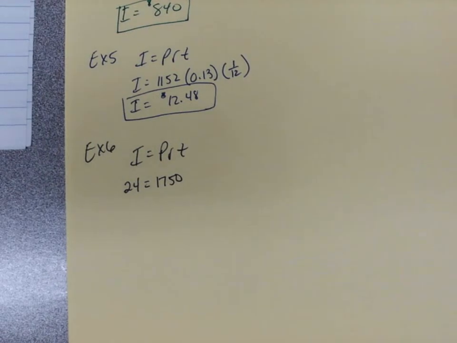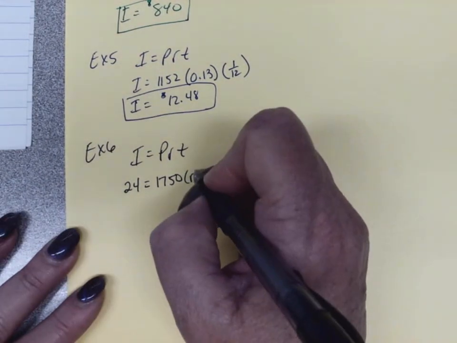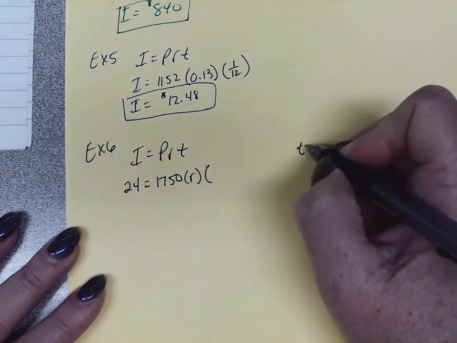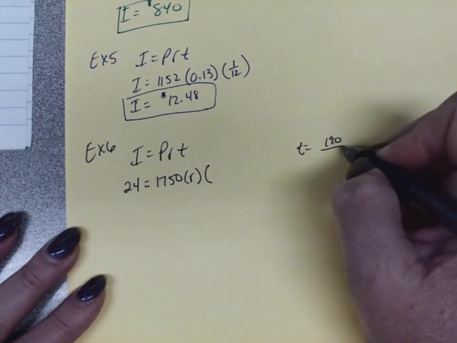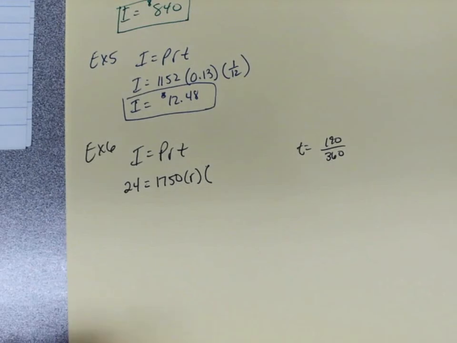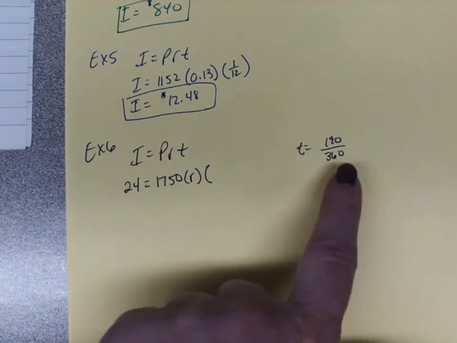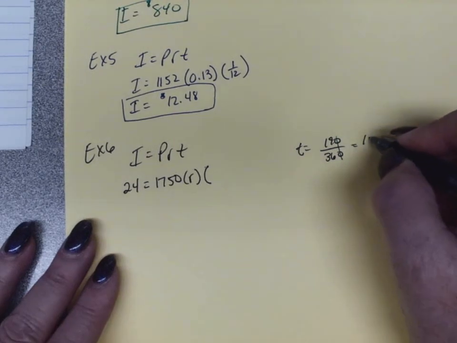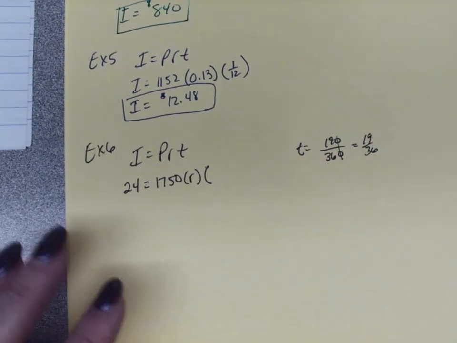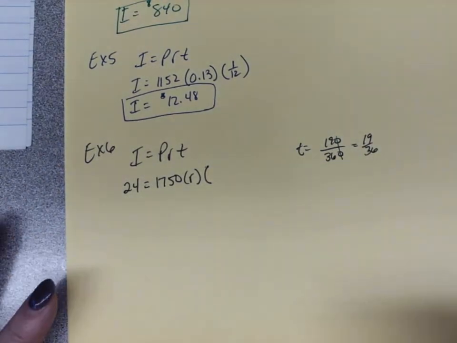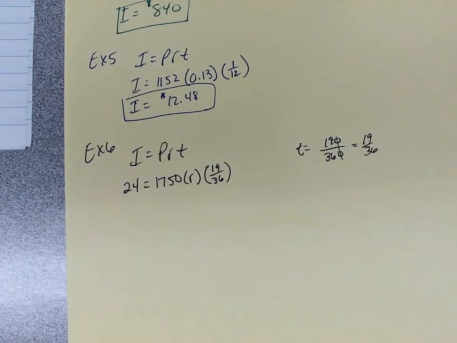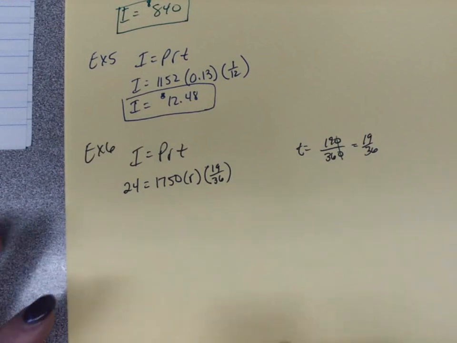$17.50 is the principal, it's the amount that we borrowed. They want to know what our rate was, so we're looking for the R, and our T is 190 days out of 360 days. Now, because they both end in a 0, I can knock off the zeros, and we're going to end up with 19 out of 36. Again, you can still put 190 over 360, but sometimes it's nice if we can learn how to reduce a little bit, and it makes it a little bit easier.